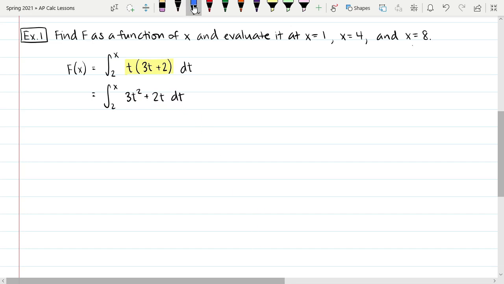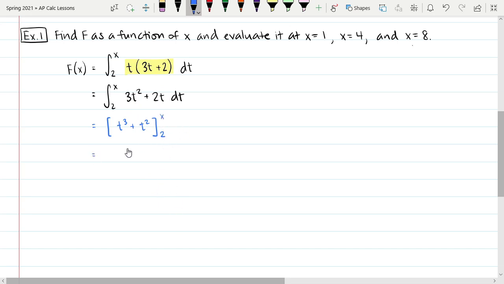All right, so now we can find our antiderivative of 3t squared plus 2t, and that's just going to become t to the third plus t squared. I did skip a step there. This is technically 3t to the third divided by 3, so the 3's divide out. And then this is going to be 2t to the second divided by 2, so the 2's divide out. And then this is going to be from 2 to x.